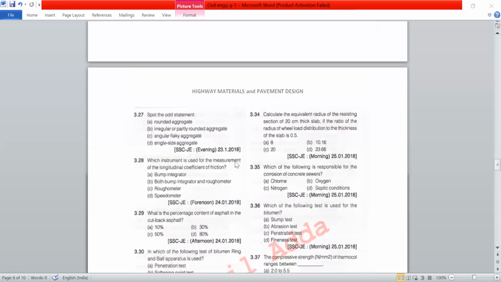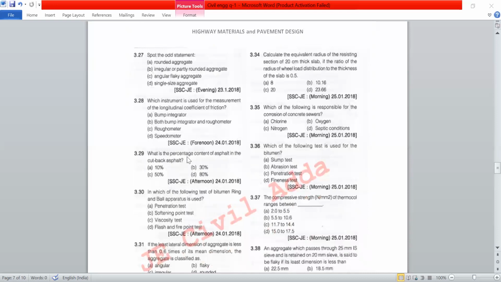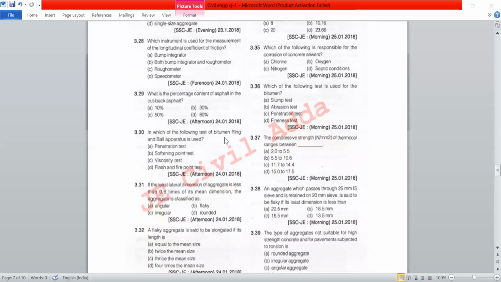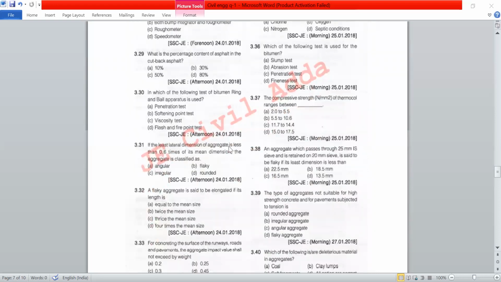Which instrument is used for measurement of the longitudinal coefficient of friction? Both bump indicator and roughometer. What is the percentage content of asphalt in the cutback asphalt? 80%. In which of the following tests of bitumen, ring and ball apparatus is used? Softening point test.